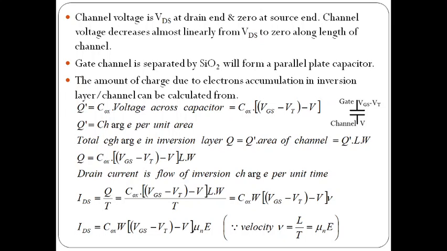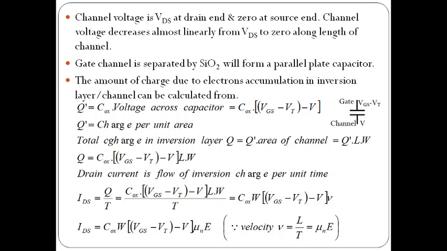If I want to calculate the total charge in the inversion layer, then I consider it as Q. So we can write Q equals Q dash into the area of the channel. The area of the channel equals L into W. So Q equals Cox into (VGS minus VT minus V) into L into W.